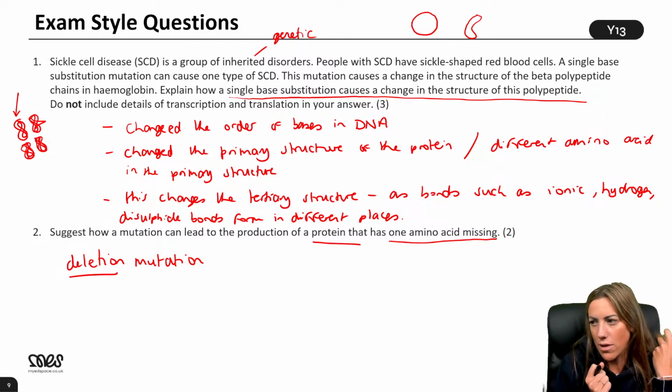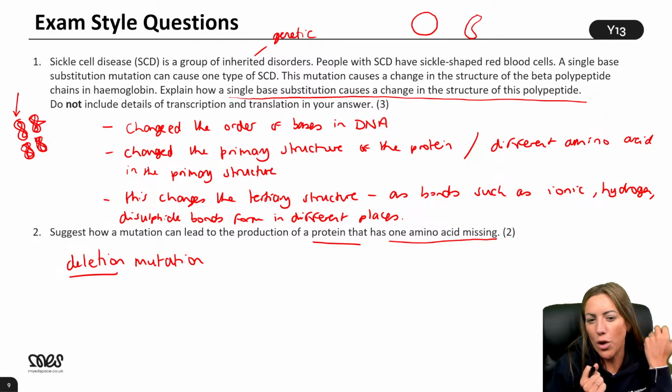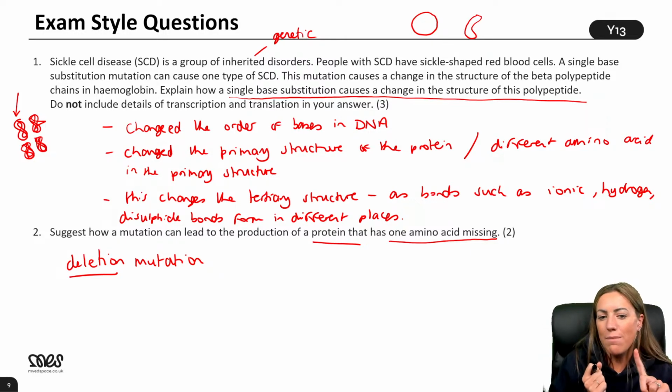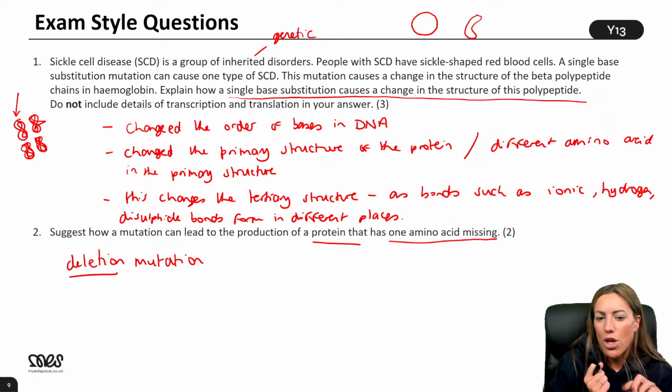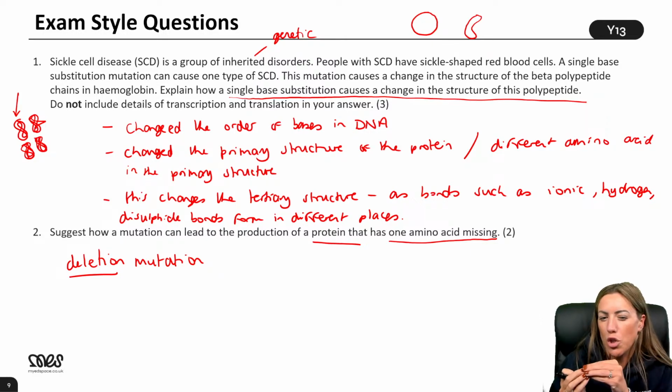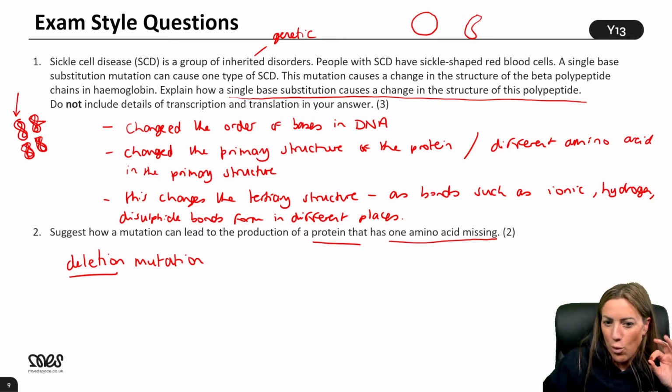Ooh, stop codon. Suppose it could have been. For only 1 amino acid to be missing though, you would have had the stop codon just 1 codon too early. We're not getting the 2nd mark though, are we? To lose an amino acid, you've obviously lost some bases. You've deleted some bases. Grace is on the right lines.